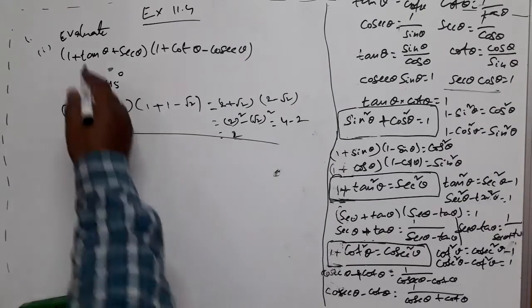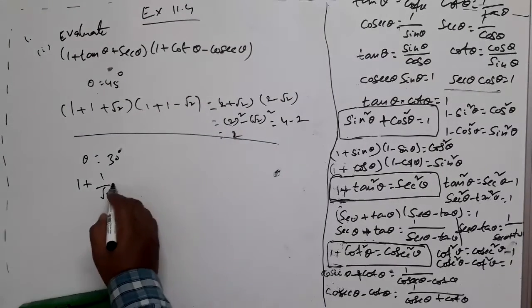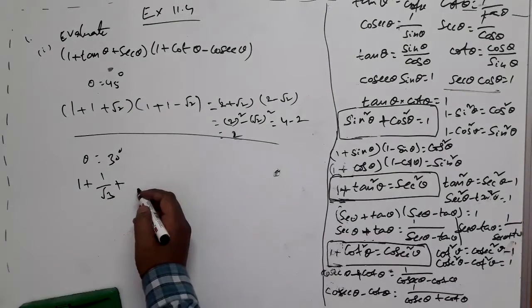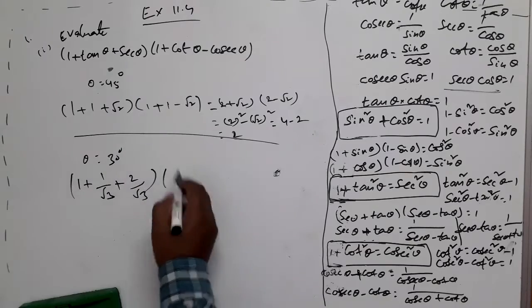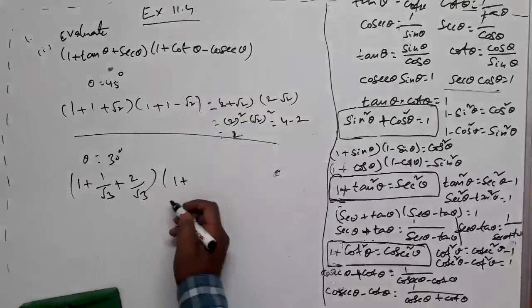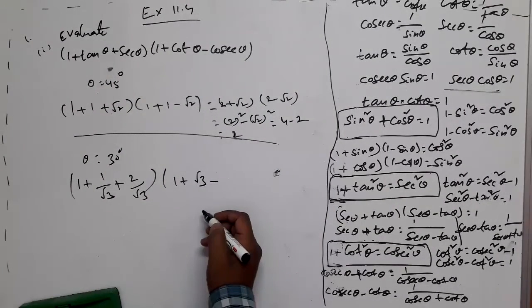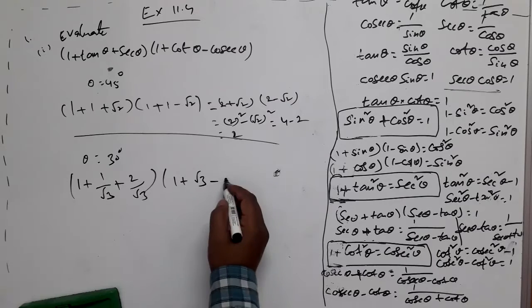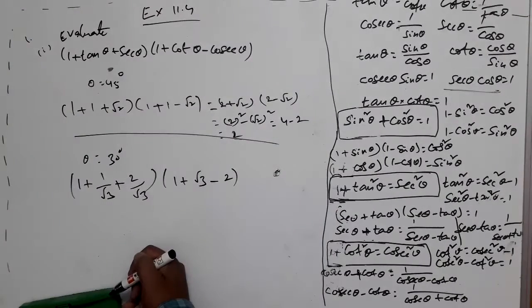Theta is equal to 30 degrees. Substitute: 1 plus tan 30 degrees is 1 by root 3, plus secant 30 degrees, which is 1 by cos 30 degrees. That is 1 by root 3 by 2, that is 2 by root 3, multiplied by 1 plus cot 30 degrees. That is root 3 from the table, right? Minus cosecant, 1 by sin 30 degrees, 1 by 1 by 2, that is 2, right? Simplify further.